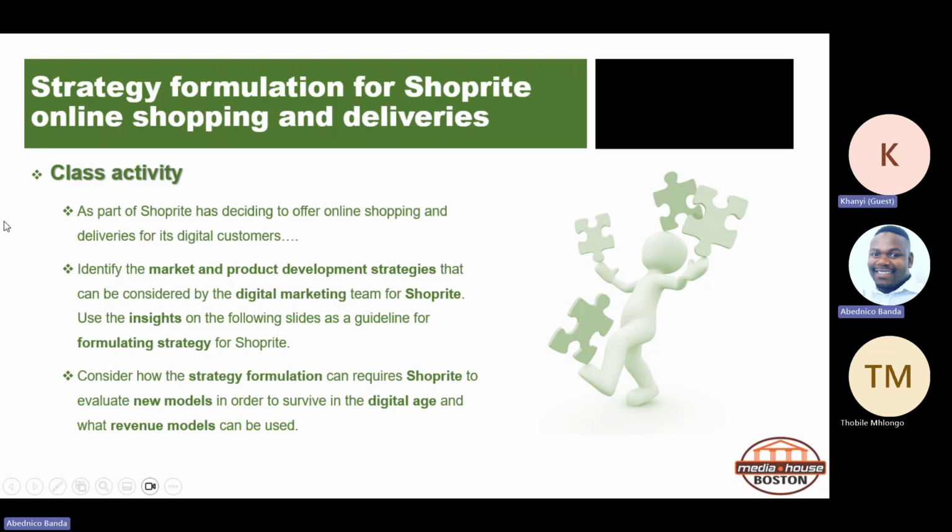Then consider how strategy formulation can require ShopRite to evaluate new models in order to survive in the digital age, and what revenue models can be used. So, guys, do you believe that ShopRite must continue using B2C, or does it need to consider other business models in its strategy formulation? Maybe I think B2C, sir. Okay, all right. I'm thinking of something, but I'm also thinking maybe it's not right.